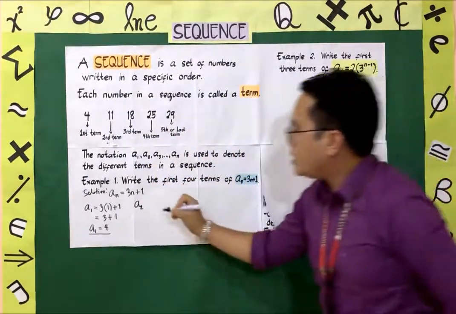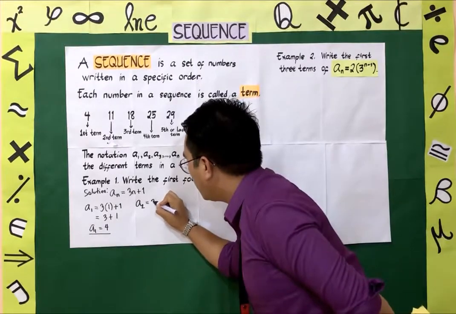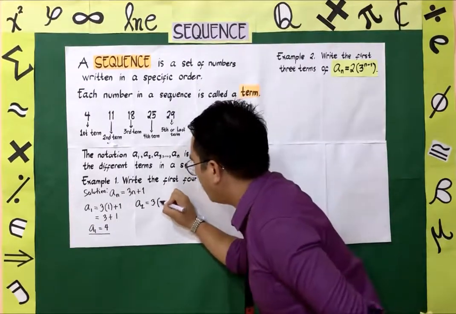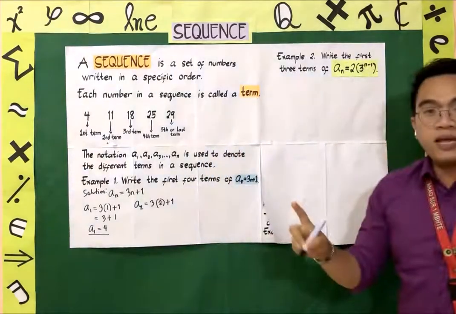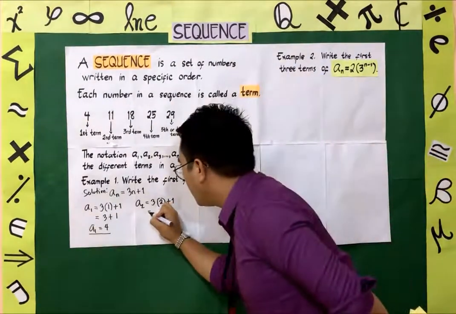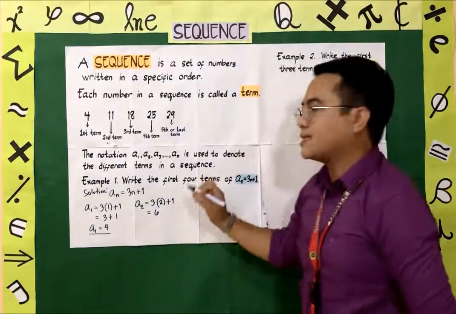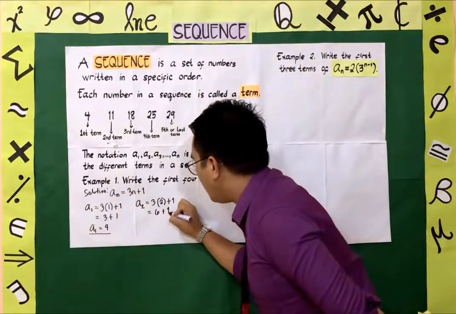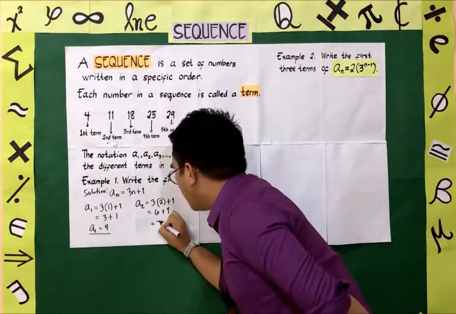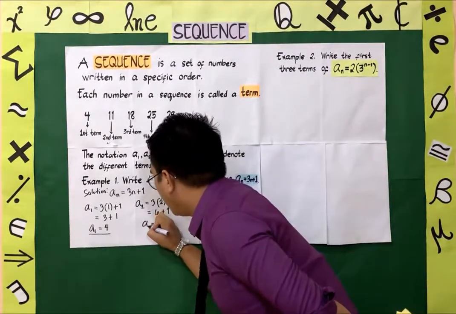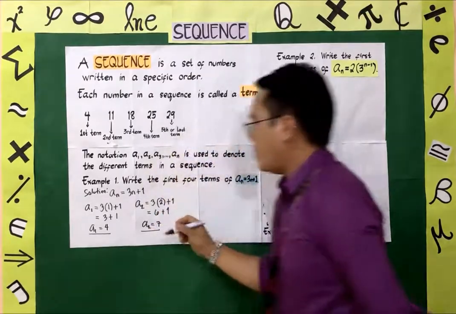So a sub 2 is equals to 3. Just substitute the second 2. Then plus 1. 3 times 2 is equals to, yes, it's 6 plus 1. 6 plus 1 is equals to what? It is 7. So a sub 2 is equals to 7.